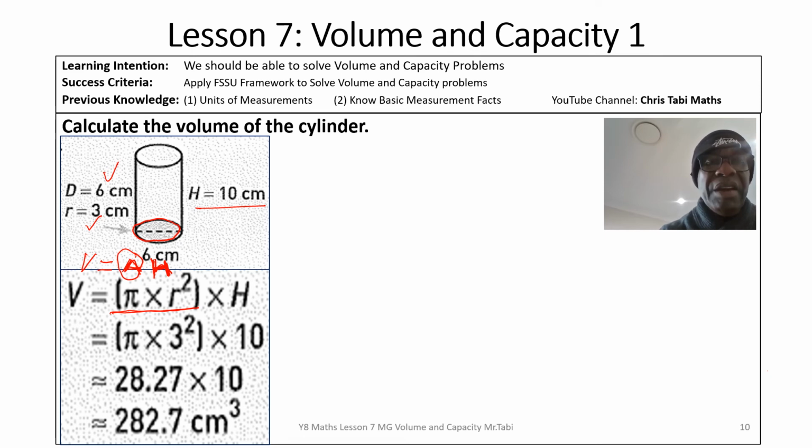But we know that R is 3, so we substitute for R, which is 3. So it becomes 3 squared and times that. And you can use your calculator to simplify that to get that answer. Remember, the unit is very important.